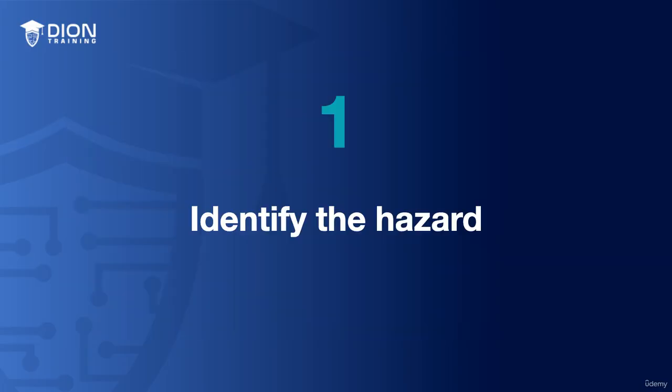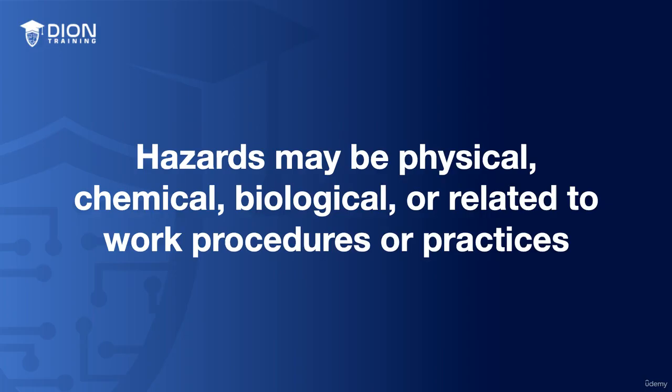Step 1. Identify the hazard. The first step in conducting a risk assessment is to identify potential hazards. Hazards can be defined as anything that has potential to cause harm. Hazards may be physical, chemical, biological, or related to work procedures or practices. Identifying potential hazards is the foundation for the rest of the risk assessment process, and it should be done systematically.